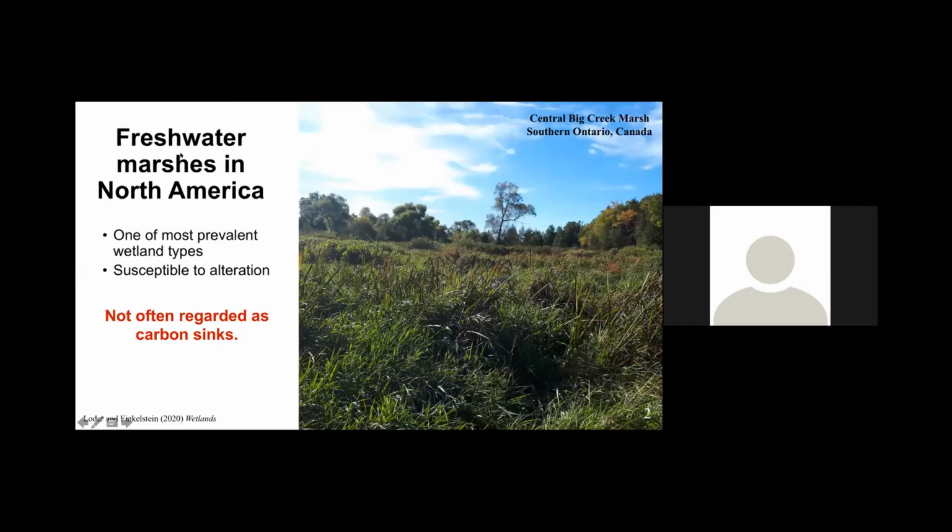So my work is focusing on freshwater marshes in North America. This is because they're one of the most prevalent wetland types and highly susceptible to alteration, particularly for agriculture and urban development. Freshwater marshes are not often regarded as carbon sinks and are fairly known for having minerogenic soils.